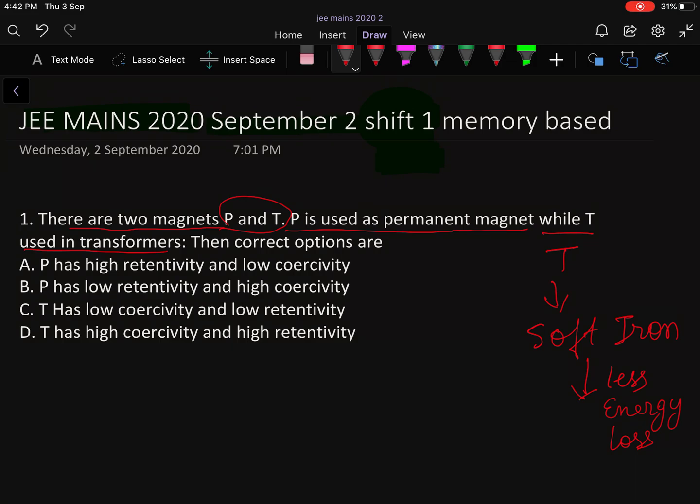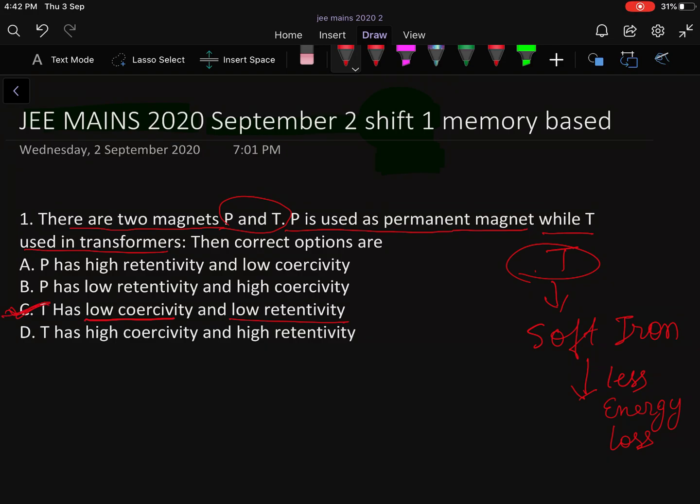We don't want energy loss. So for this, you have read about the hysteresis law. From there we can get that the T material must have low coercivity and low retentivity. So option C is correct.